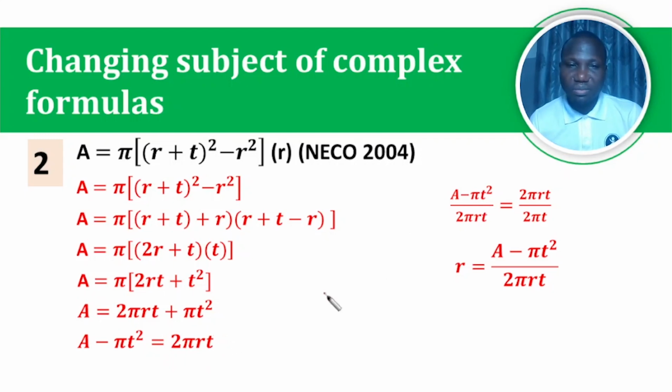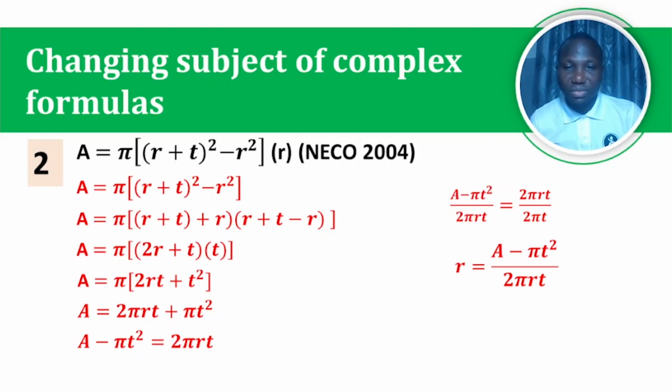Now to the next step. Don't forget this is still our target, the letter r. Now look at the letter r here. We can see that the letter r is being multiplied by 2 pi and t. So what do we do to eliminate the 2 pi and t surrounding the r? Very good. The opposite of multiplication is division. So we divide both sides by 2 pi t.